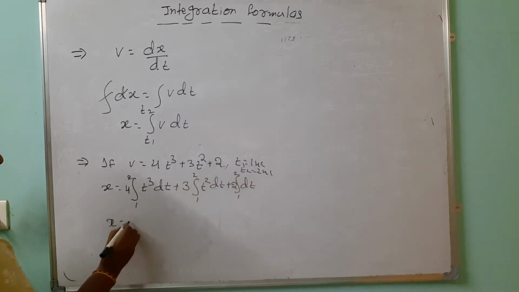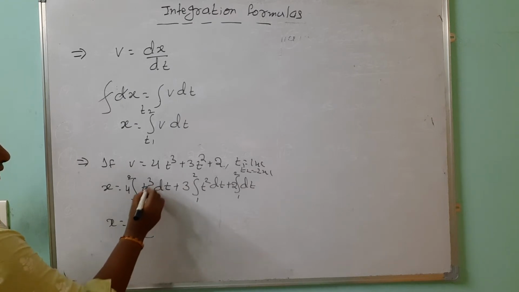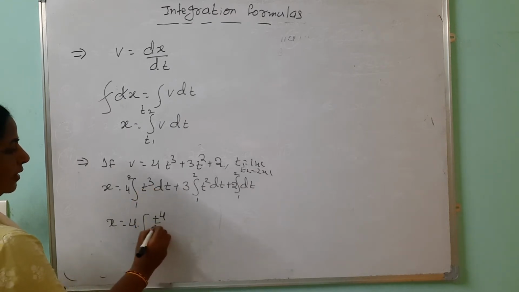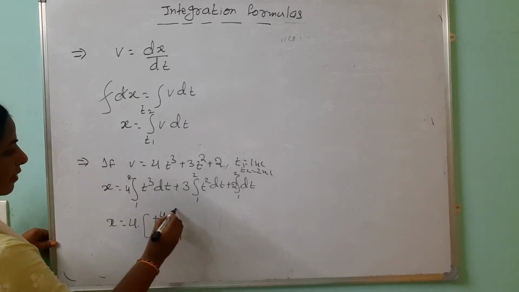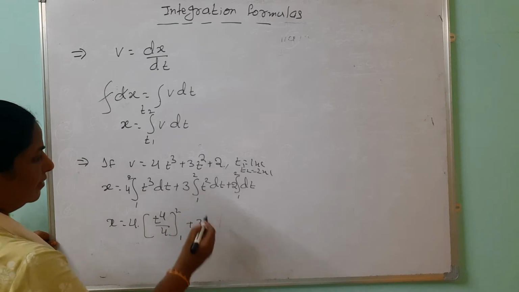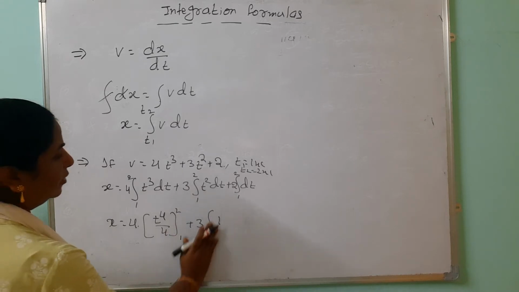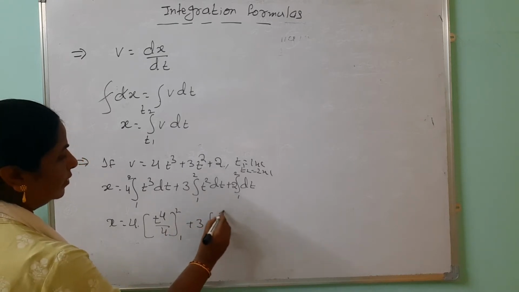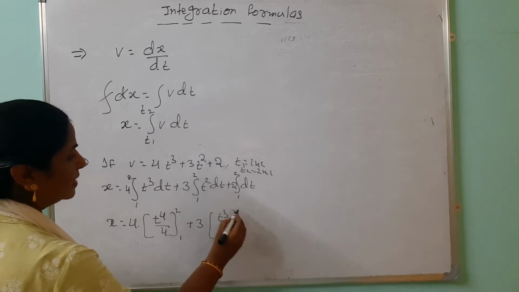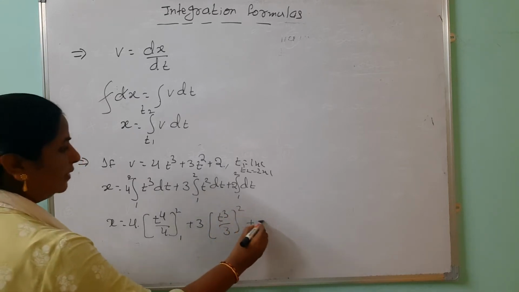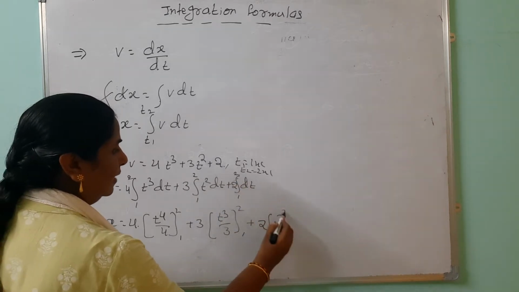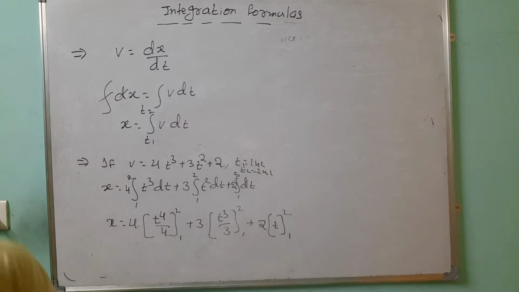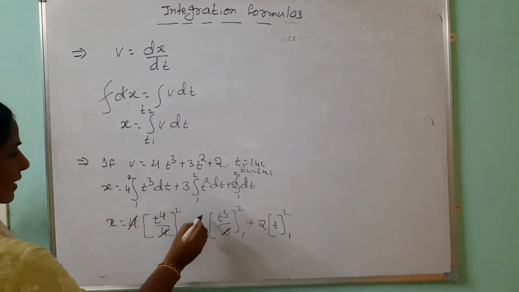So x equals how much? 4 into, what is this formula? t to the power of n plus 1 by n plus 1, so t to the power of 4 by 4, limits 1 to 2. Plus 3 into t cube by 3, limits 1 to 2. Plus 2 into t, since integration and differentiation cancel, limits 1 to 2. So after that, the 4 cancels, the 3 cancels.